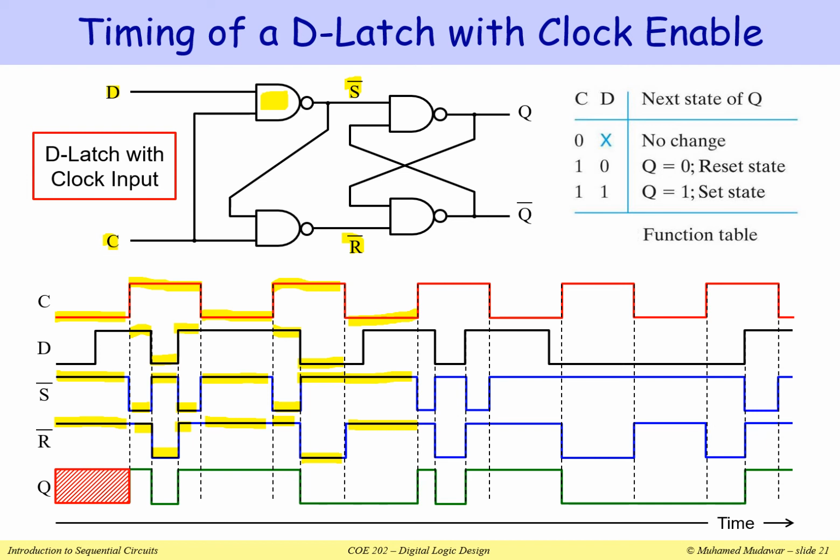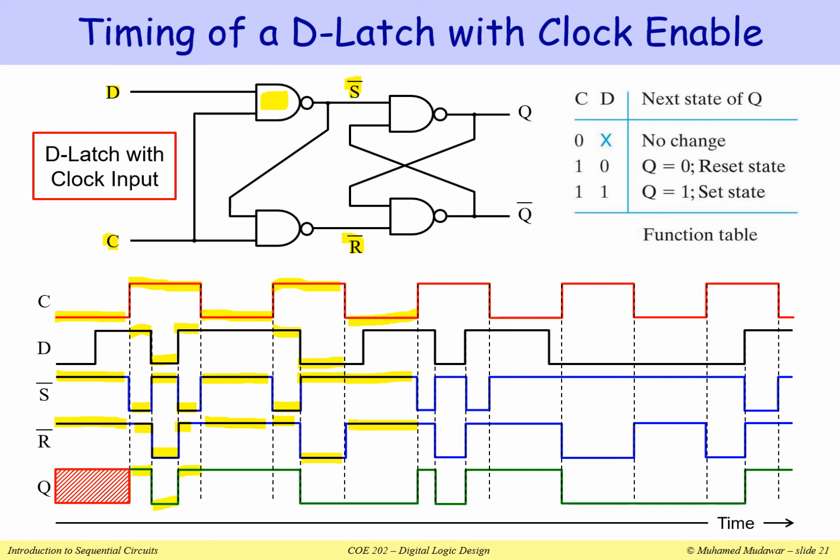Now suppose I don't know what the initial state is. I'm showing Q initially in red, indicating that I don't know the initial state, so it could be 0 or 1. We don't really care. Once C is equal to 1, the latch is enabled, so we can look at D and simply copy D. Therefore, the value of Q will be identical to D.